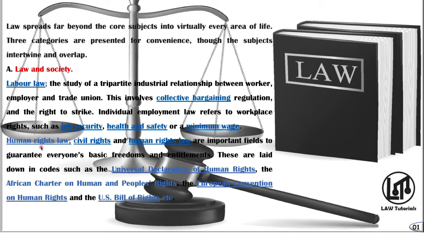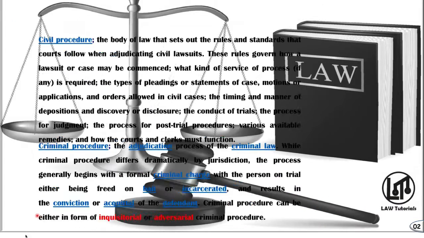Now we have human rights law. Civil rights and human rights law are important fields to guarantee everyone's basic freedoms and entitlement. These are laid down in codes such as the Universal Declaration of Human Rights, the African Charter on Human and People's Rights, the European Convention on Human Rights, and the US Bill of Rights.